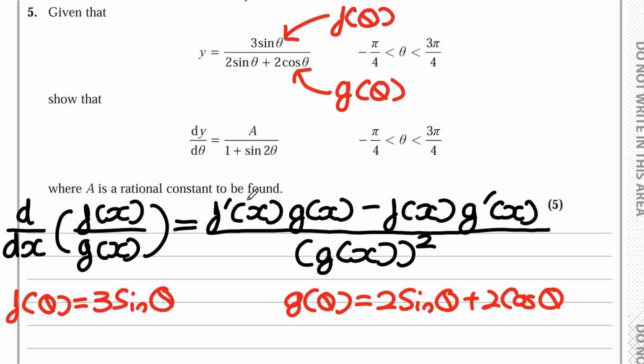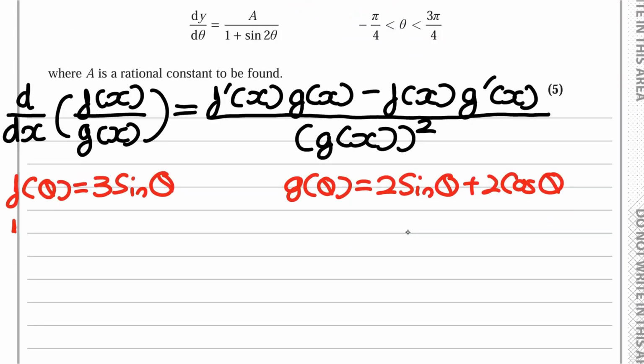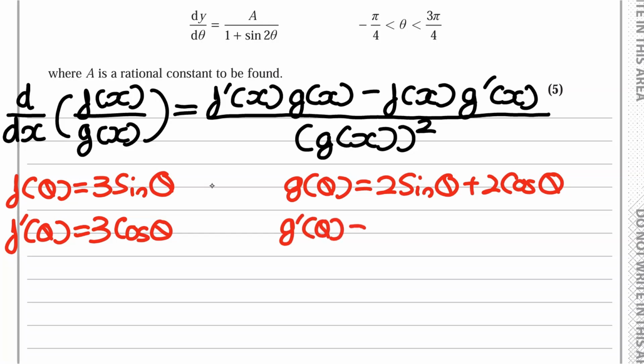Now, to use the quotient rule, we need f dash of theta and g dash of theta. So if we differentiate both of these, f dash of theta is going to be 3 cos theta, because if you differentiate sin theta, it's cos theta. And g dash of theta is going to be 2 cos theta, and then plus 2, and if you differentiate cos theta, it's equal to minus sin theta, so this is going to be minus 2 sin theta, like this here. So we have f theta, f dash theta, g theta, and g dash theta, so we can sub them into this equation here.